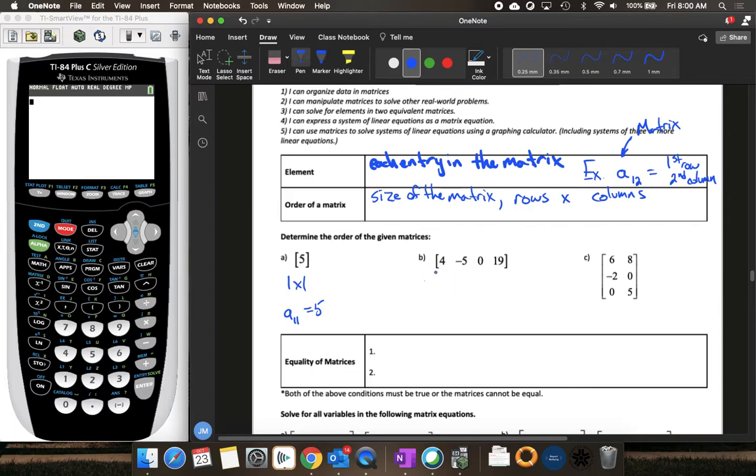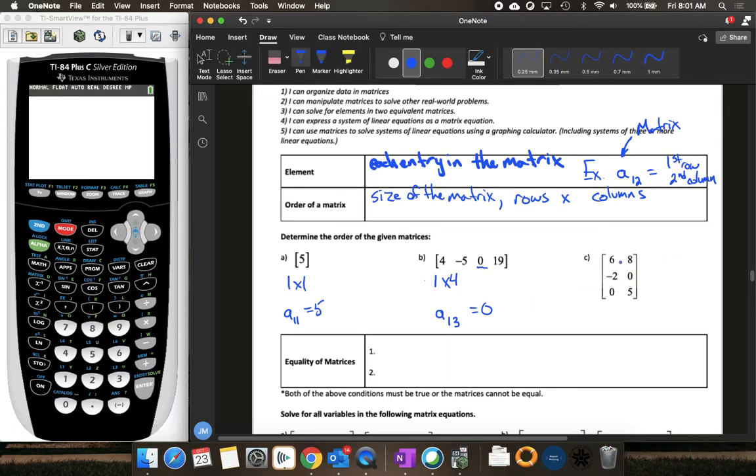For example B, we have one row and we have 4 columns, so this would be a 1 by 4 matrix. Let's say you wanted to talk about this third element, where it says 0. Then we would say that that is the element A13. In other words, it is the element in the first row and third column, so A13 is equal to 0.